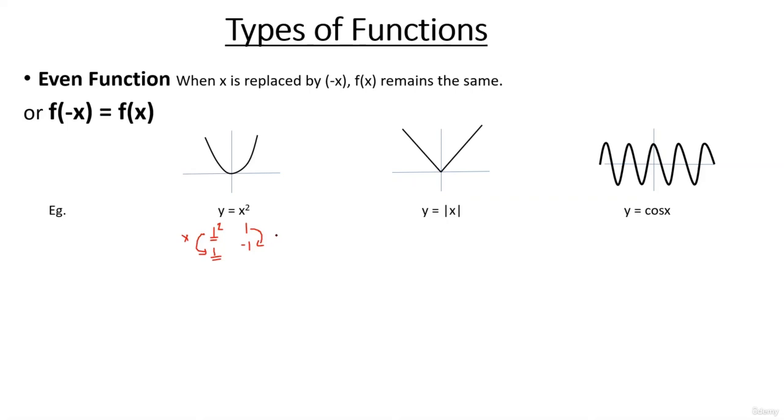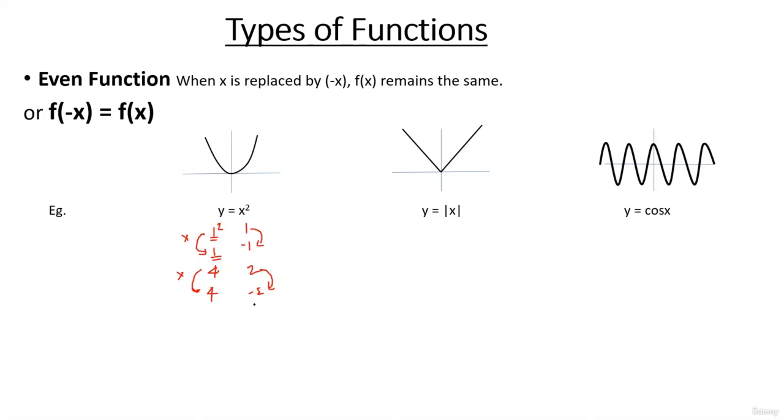You can take more values. You can take x equals to 2 and check. If x equals to 2, then y is equal to 2 square, which is 4. If you take x is -2, y is (-2) ka square again, which is 4. So change in the sign of x will not change the sign of y, or f of minus x will be f of x as such. That is an even function.